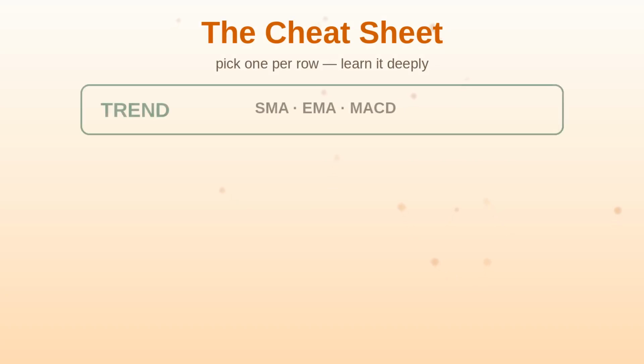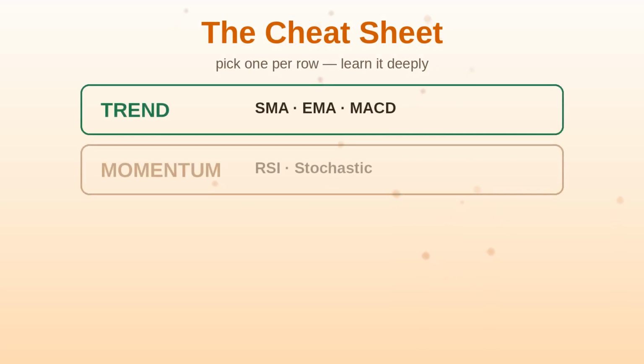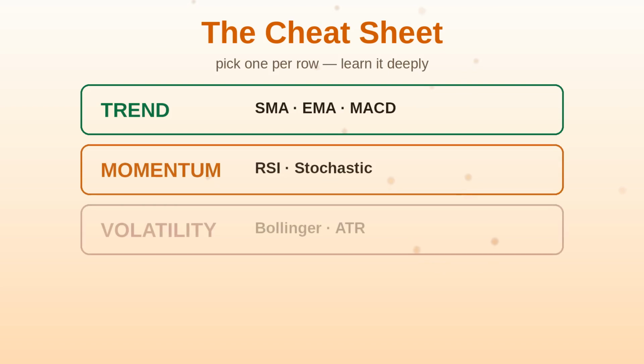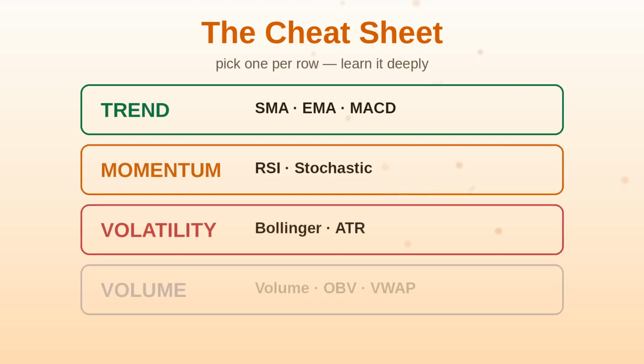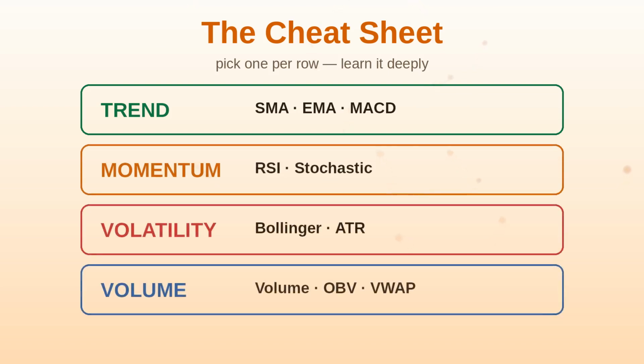Your cheat sheet by family. Trend, the SMA, EMA, and MACD, they tell you the direction and its health. Momentum, RSI, and Stochastic, they time your entries inside that trend. Volatility, Bollinger Bands, and ATR, they size the playing field and your risk. Volume, raw volume, OBV, and VWAP, they tell you whether to believe the move. Screenshot this. Pick one from each row, learn it deeply, and you're better equipped than most traders ever get.